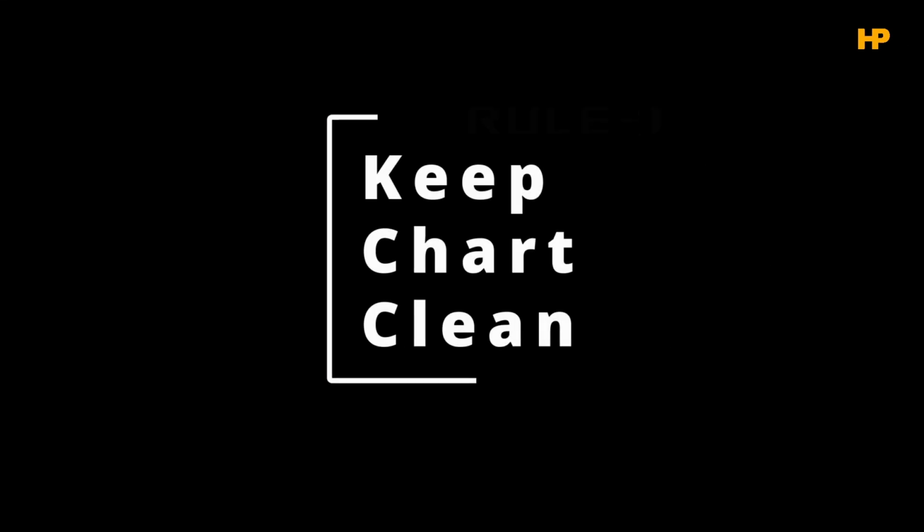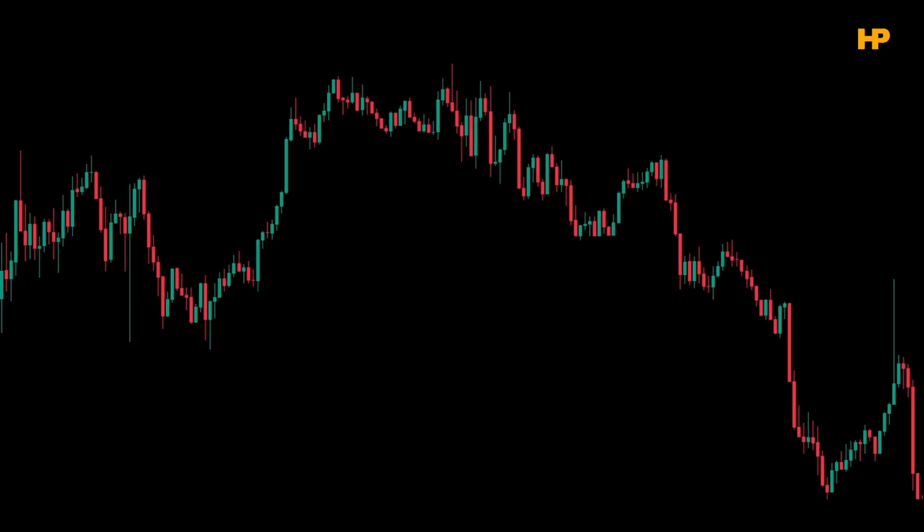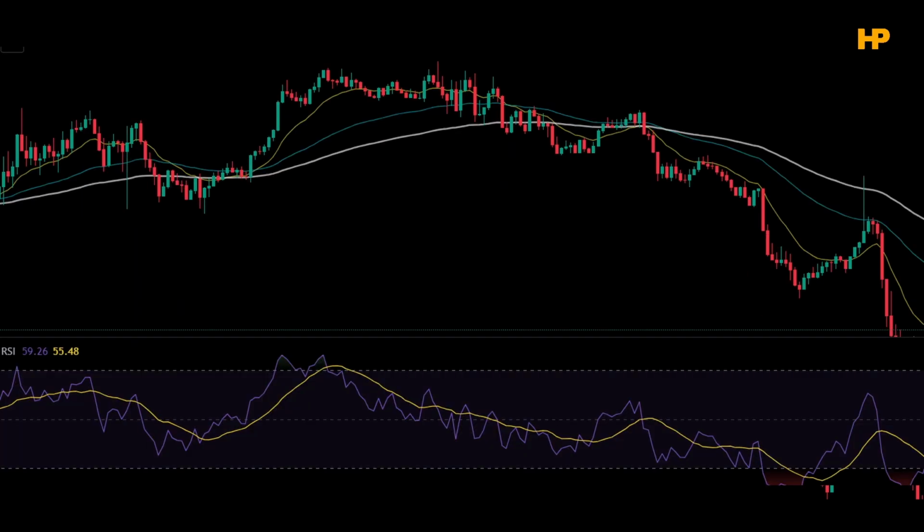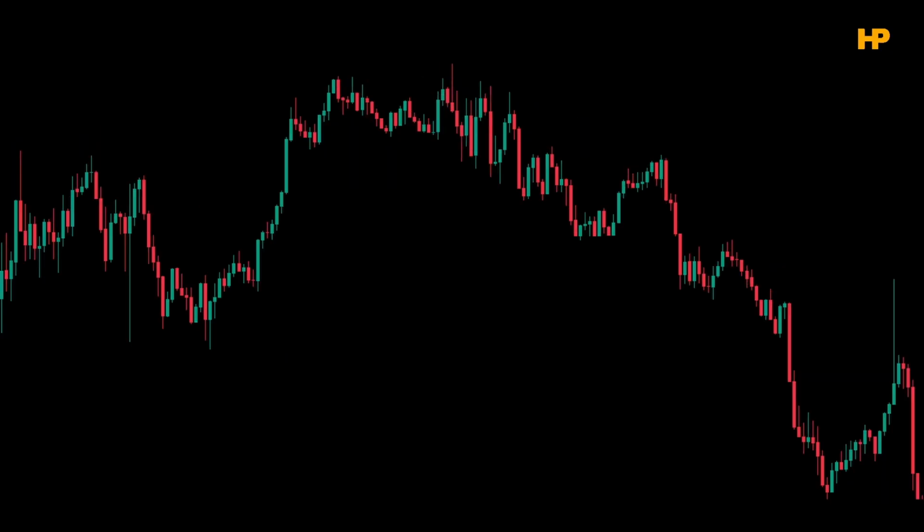The rule number 1 is keep your chart clean. No indicators, no drawings, just raw price action. A clean chart lets you see what the institutions see, pure market structure. Cluttered charts with moving averages or oscillators distract you from the real story. Start with a blank canvas and let price guide you.